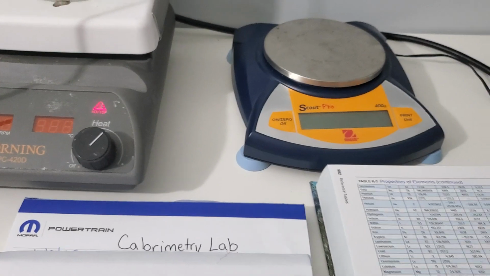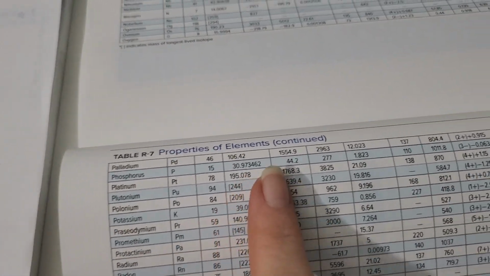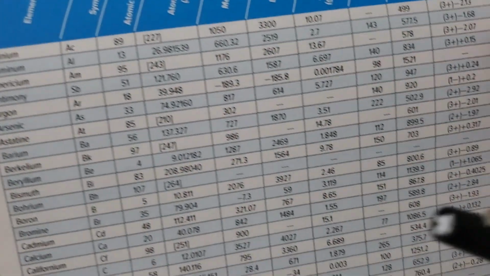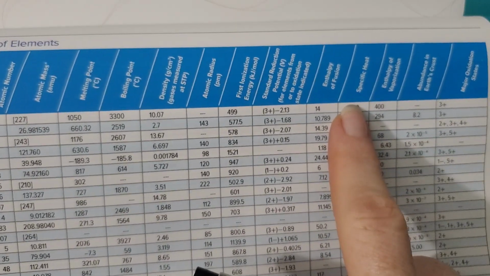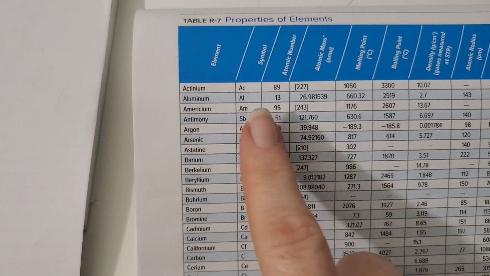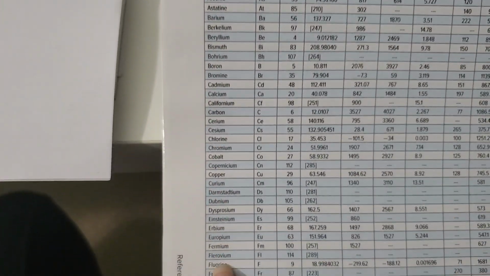I have a scale, and then I also have the textbook for reference because we're going to need our specific heats, and so this has all of the chemicals' specific heats.